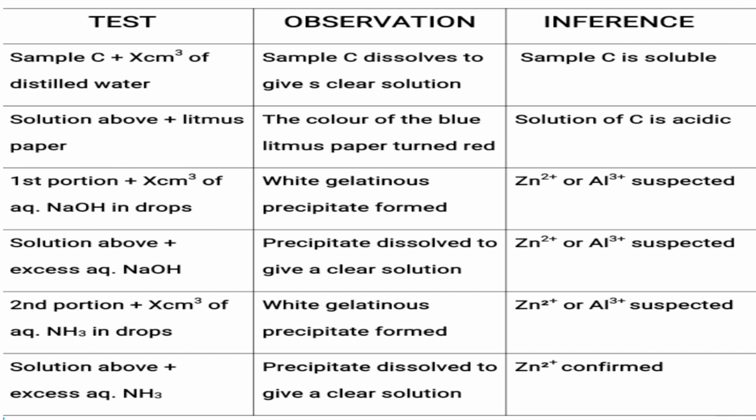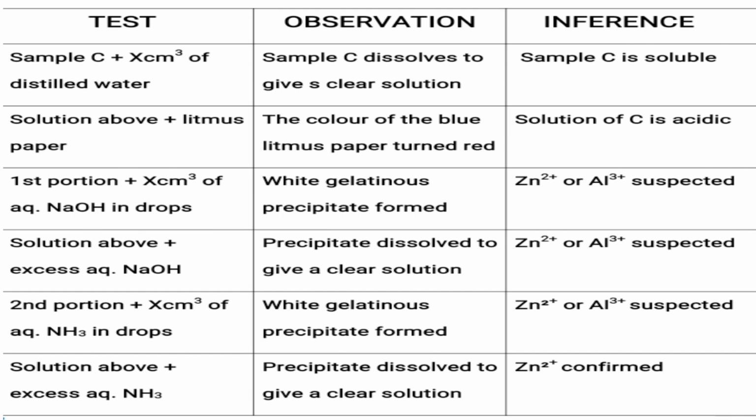Next, they could tell you to dip a blue litmus paper into the solution. When you do that, you observe that the blue litmus paper will turn red. Why? The reason is simple. Zinc chloride is made from a strong acid and a weak base. So when we dissolve zinc chloride in water, it will form a weak acidic solution. So when we dip the blue litmus into that solution, it will turn red. So therefore we can infer that sample C is acidic.